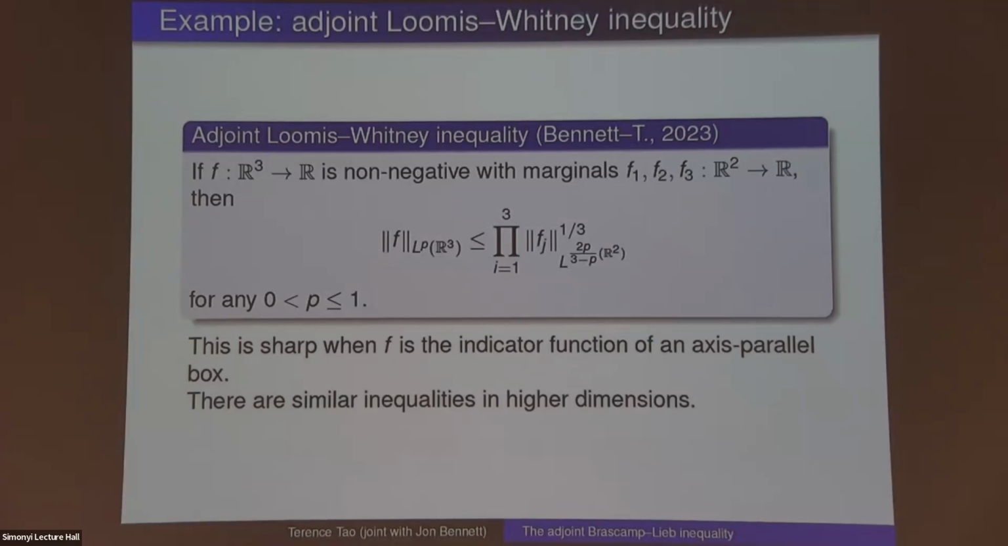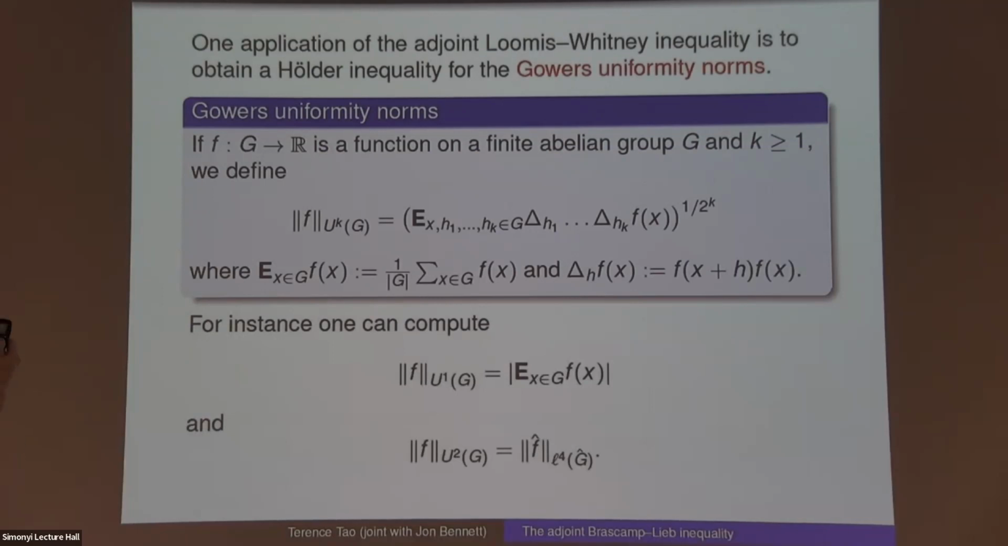There's a cute application of this, which is not ours actually. It involves one of my favorite norms in analysis, the Gowers uniformity norms, which if you've been in this program, you've probably seen many, many times. All right, here's the formal definition. If you have a function on, say, a finite abelian group, and you want to define its Gowers U^k norm, what you can do is differentiate it k times in a certain sense, and you take the average value of its derivative.